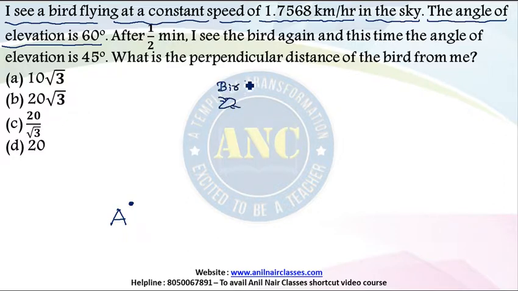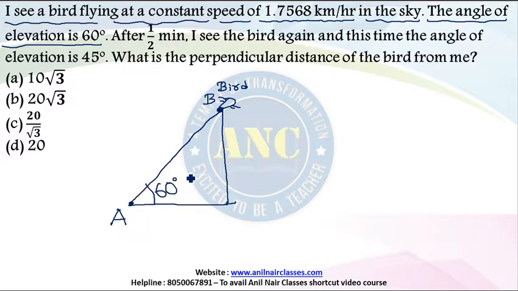Diagram is not drawn to the scale again. This bird I will call as point B. Now the angle of elevation initially is 60 degrees with the level ground. That means this angle is 60 degrees. The speed of the bird is 1.7568 kilometers per hour in the sky, and it is moving at a constant speed. The speed will not change.